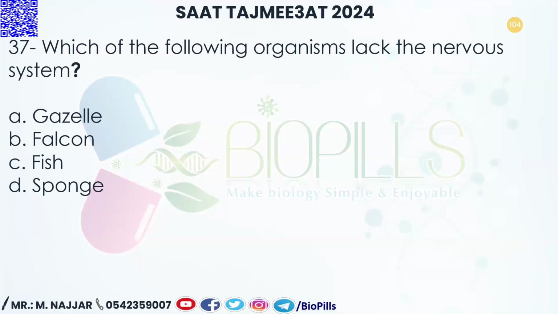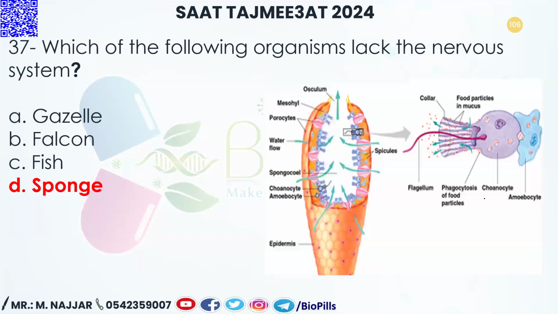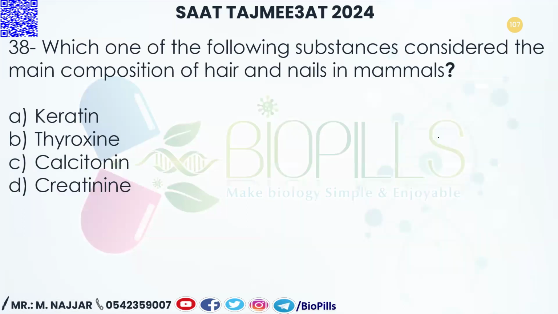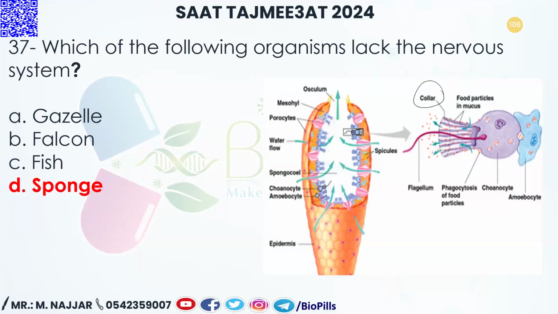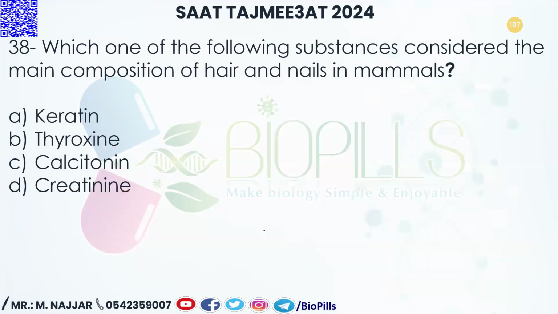Yeah, sponge only have three types of cells. Okay, have choanocyte, or the collar cell here, and have amoebocytes. Okay, here's the amoebocyte, and they have epidermis. That's it. Three types of cells. That's it. It doesn't have even tissues. So, not even organs. Question number 38.